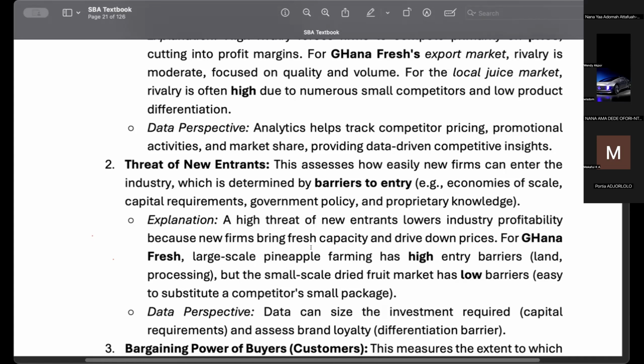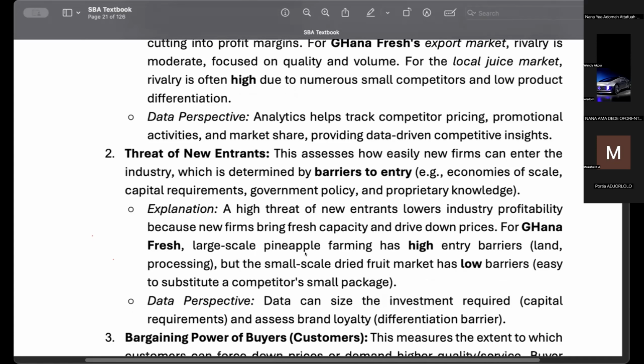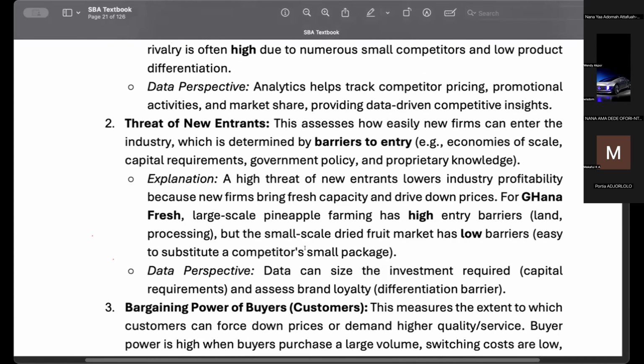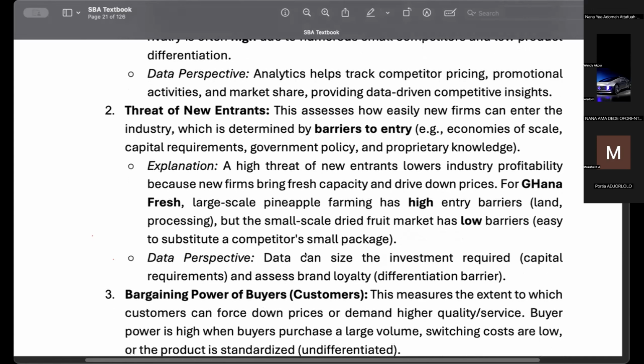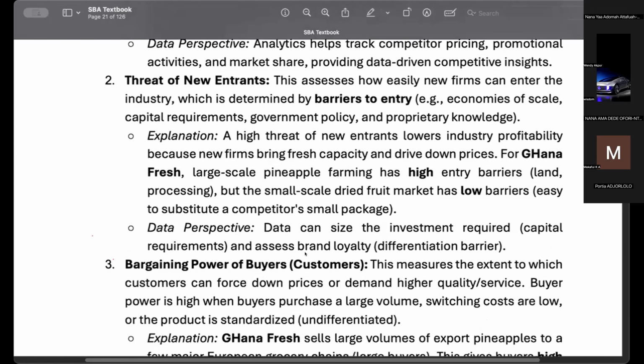So data can size the investment required and assess the loyalty with regard to the new market that you want to enter. You can collect data on the investment required and then assess the loyalty of the consumers. To what extent are the consumers willing to do more for you? You can do that assessment to guide you as a firm in making your decisions.